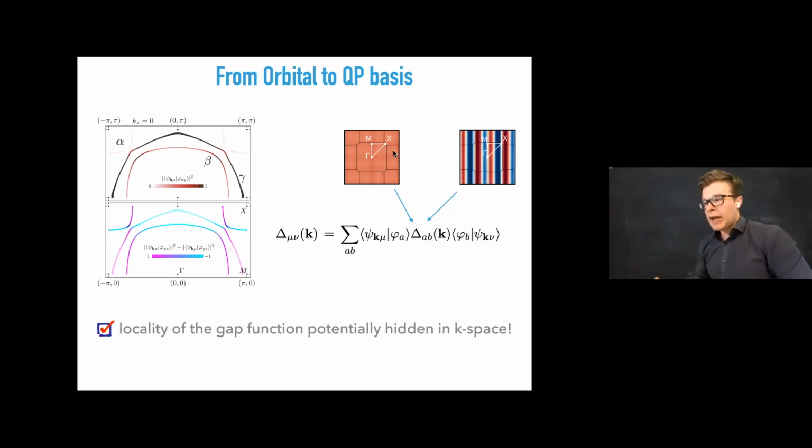Well, the locality in the orbital basis, just as in the single particle Green's function I've told you earlier, is hidden, or can be hidden, by the strong orbital mixing in k-space. And that's what we do now. The next figures will be a little bit busy, so brace yourselves. I will guide you through them. We will look now at the delta gap function of the interorbital and the F-wave in the quasi-particle band basis.